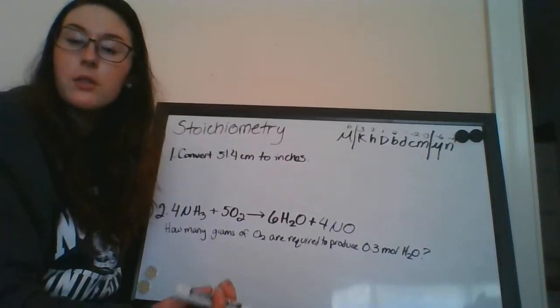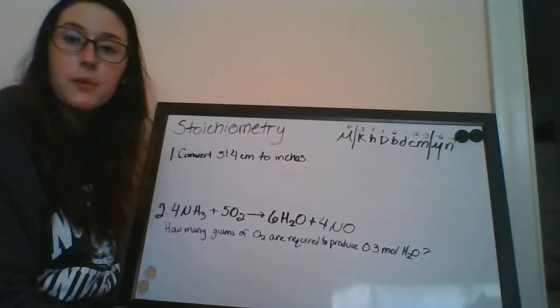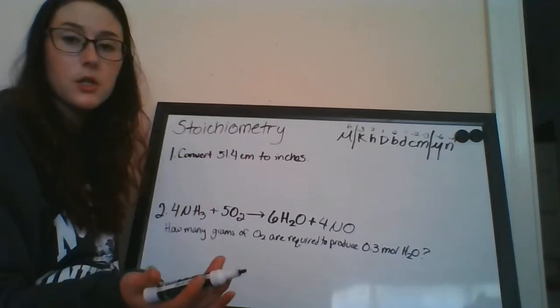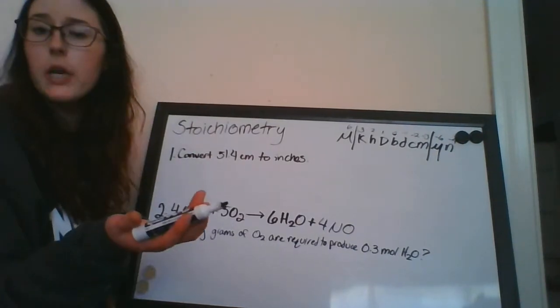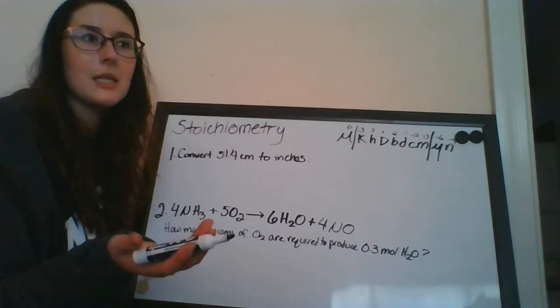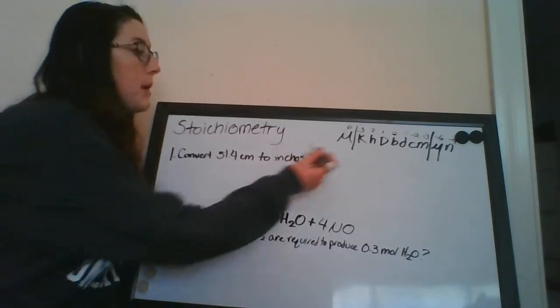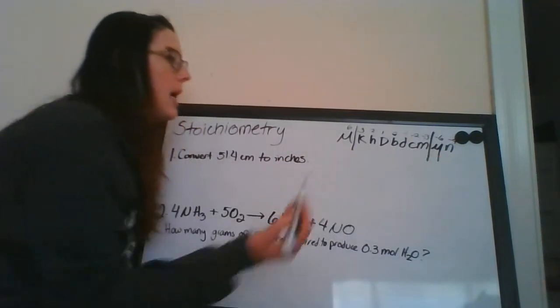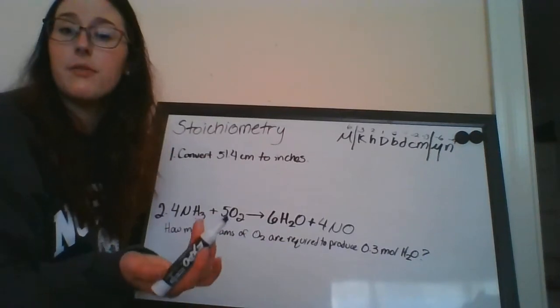I'm going to be talking about stoichiometry and basically how to do it. So for starters, you need to know units because stoichiometry is basically the conversion of units. So up here, I have a list of units that go in order based on scientific notation.